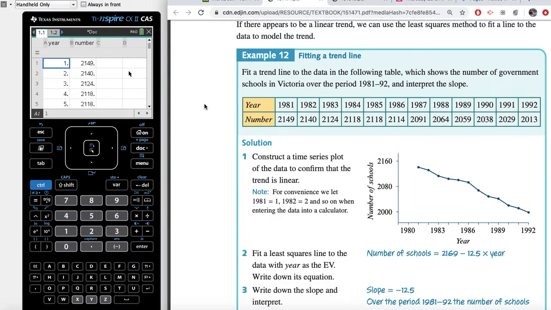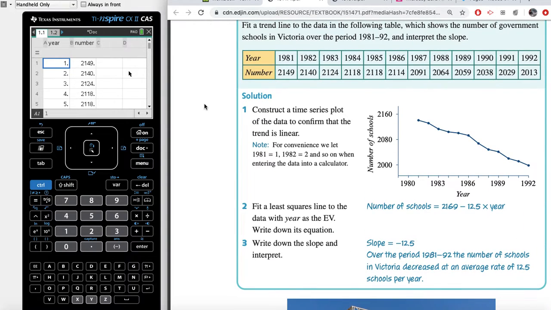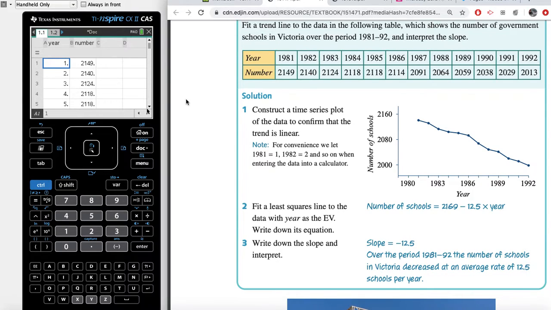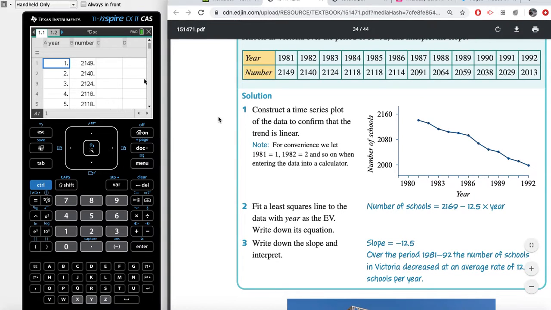Fit a trend line to the data in the following table, which shows a number of government schools in Victoria over the period 1981 to 92, interpret the slope. So with this one here, they've used the time code when entering the data in the calculator, right? So instead of writing in 1981, 1982, 1983, etc., I've done this in the CAS. I've gone year 1, 2, 3, 4, 5. And you'll notice that happen in a lot of questions in regards to time series. You'll do a time code. So 1981 in this case is year 1 for the data they're looking at.